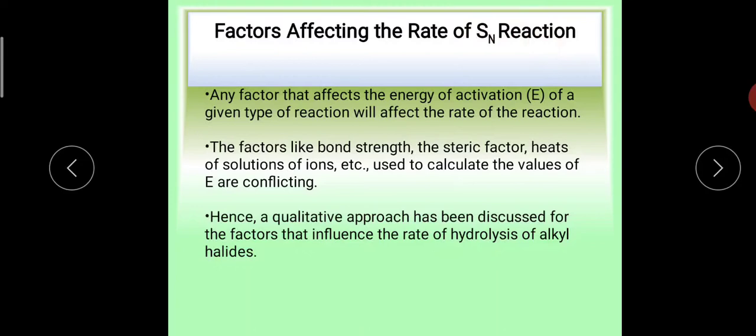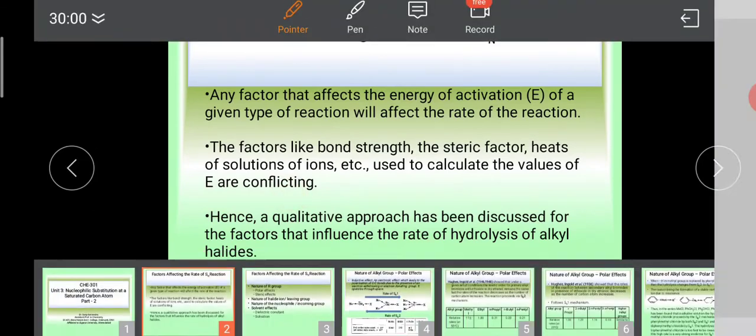substitution reaction. Now we have to know that this energy of activation is calculated based on several factors, for example, your bond strength, the steric factor, the heats of solution, and all these factors which are used to calculate the energy of activation are conflicting. So whatever you get is not a quantitative approach, but a qualitative approach has been discussed for the factors because the value of E is conflicting.